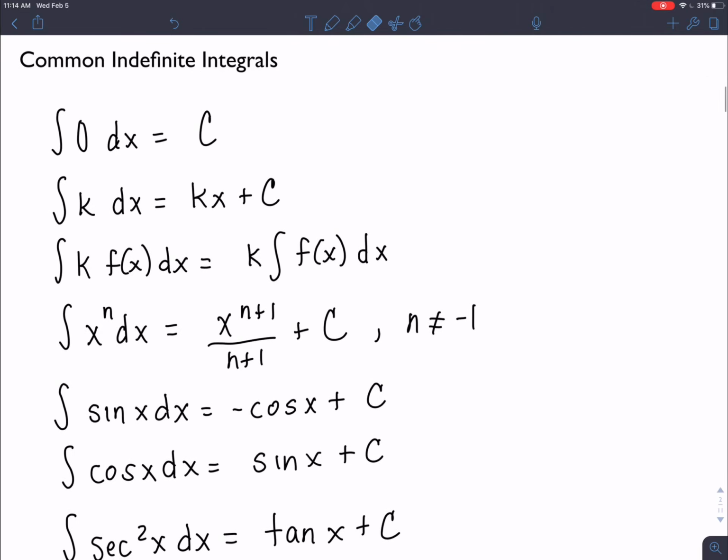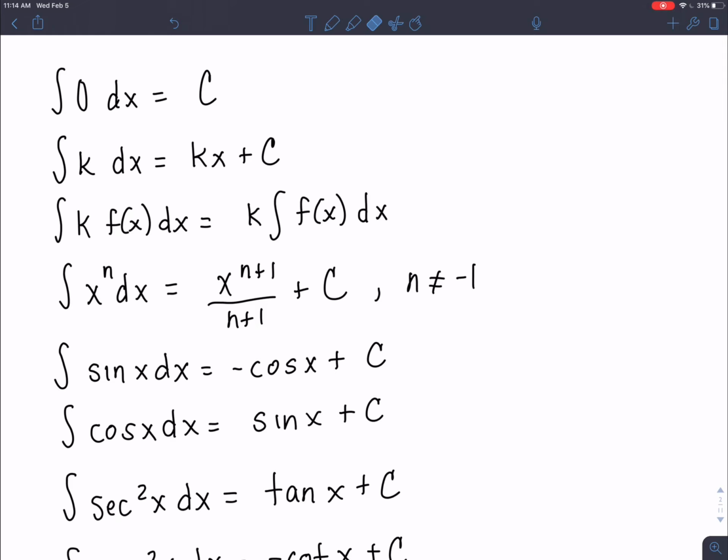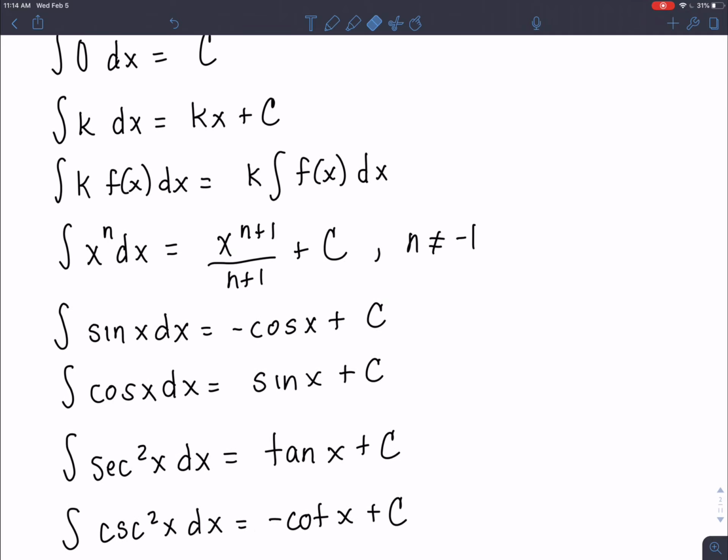Now, some common indefinite integrals, and if you want, go ahead and pause the video at this point and jot these down. The integral of 0 is just a constant. The integral of k is kx plus c. These are some of the main ones that you use, but this is probably by far the one we use most often: the integral of x to the n is x to the n plus 1 over n plus 1 plus a constant. N cannot equal -1 because, of course, that would make our function undefined.